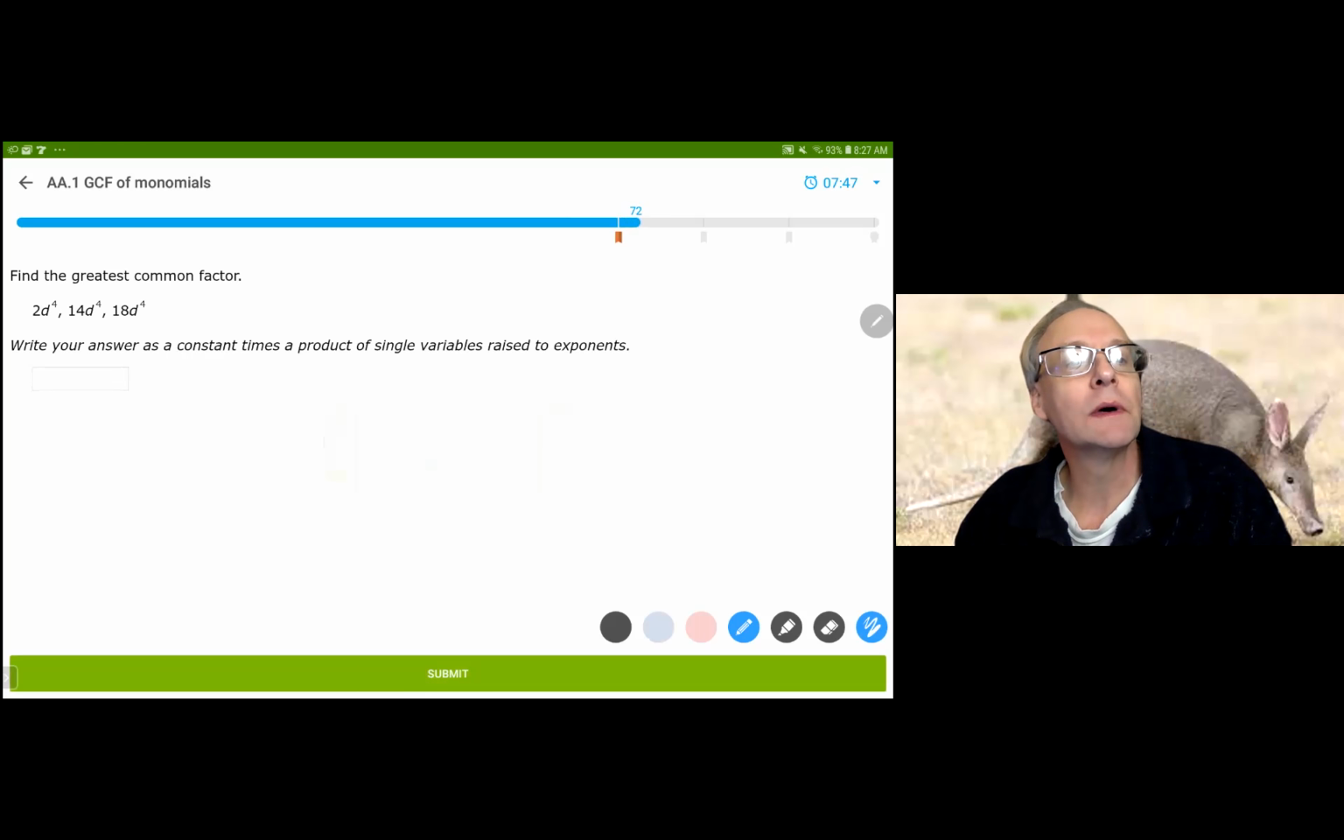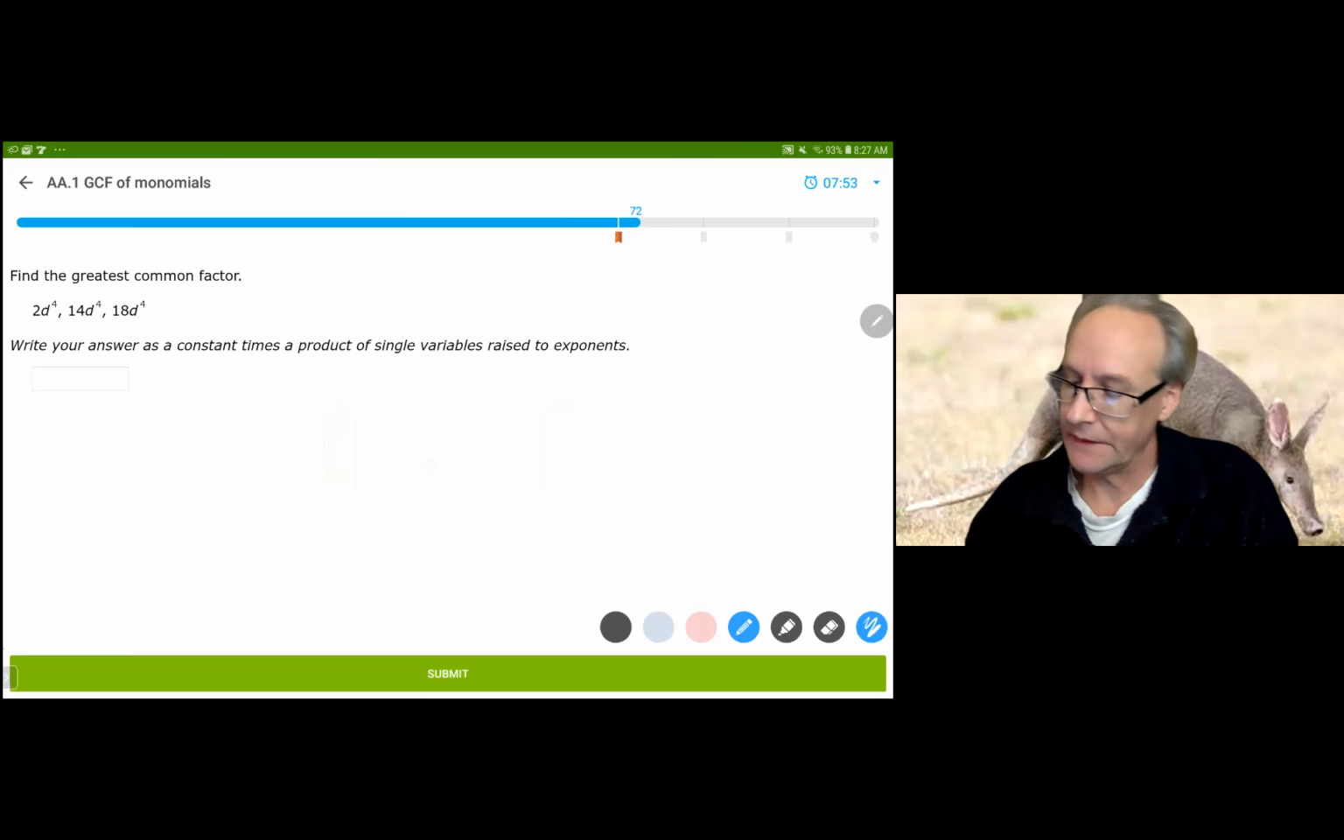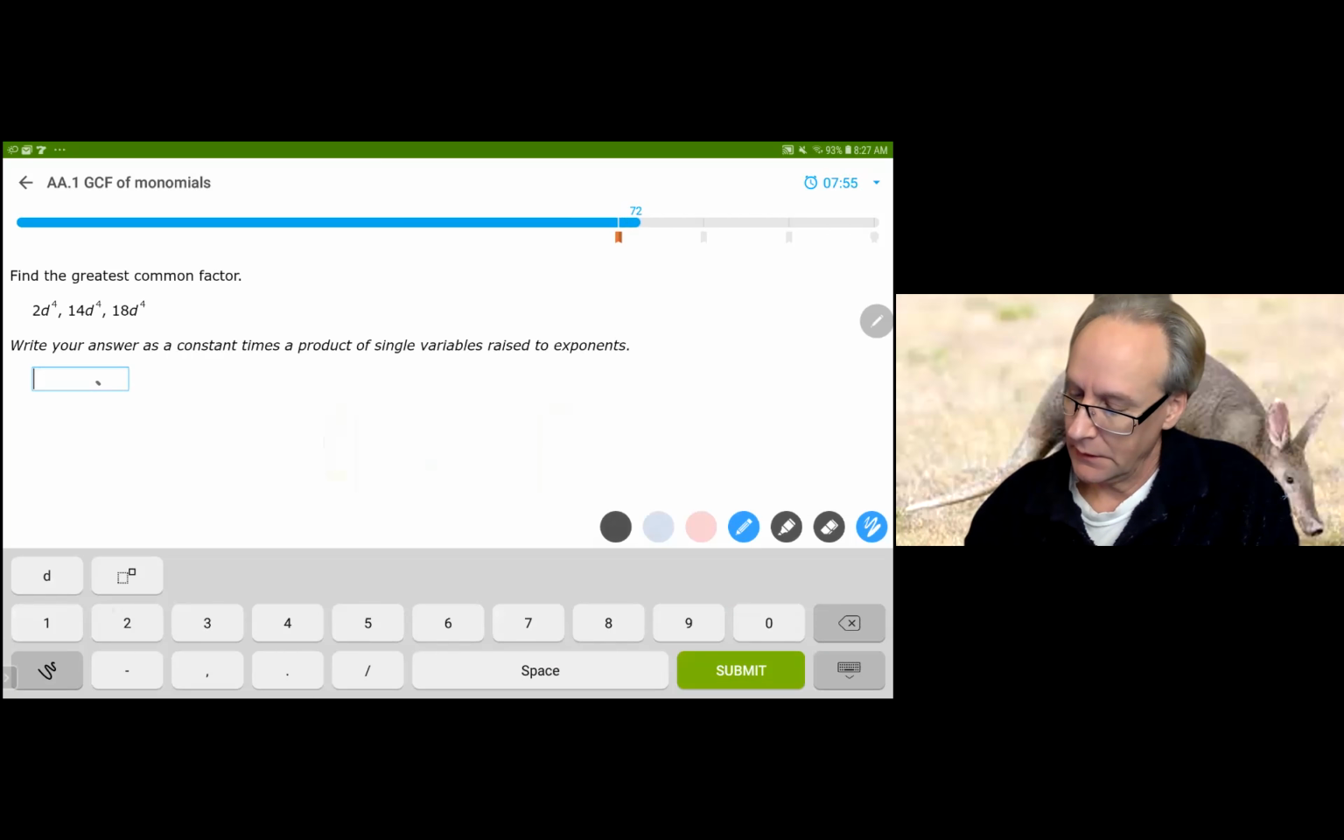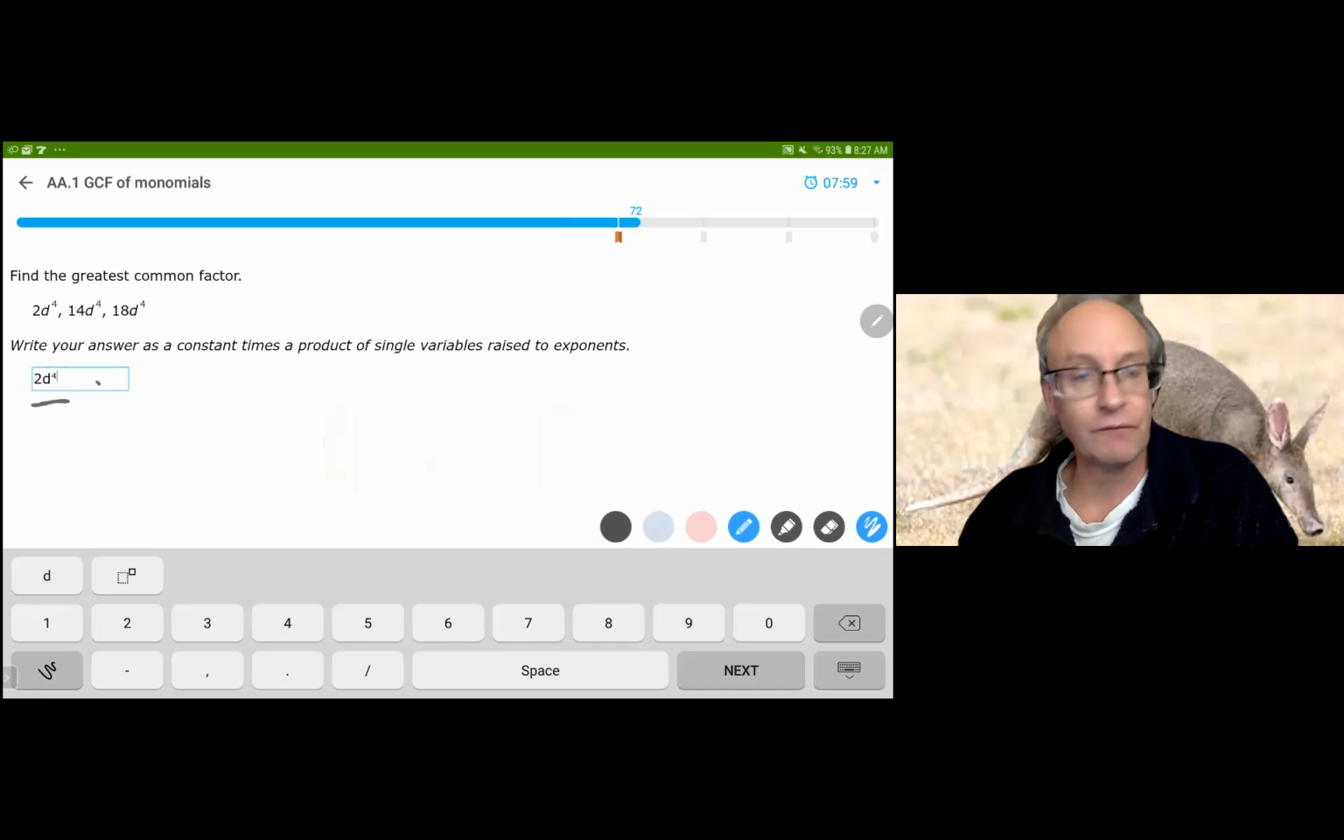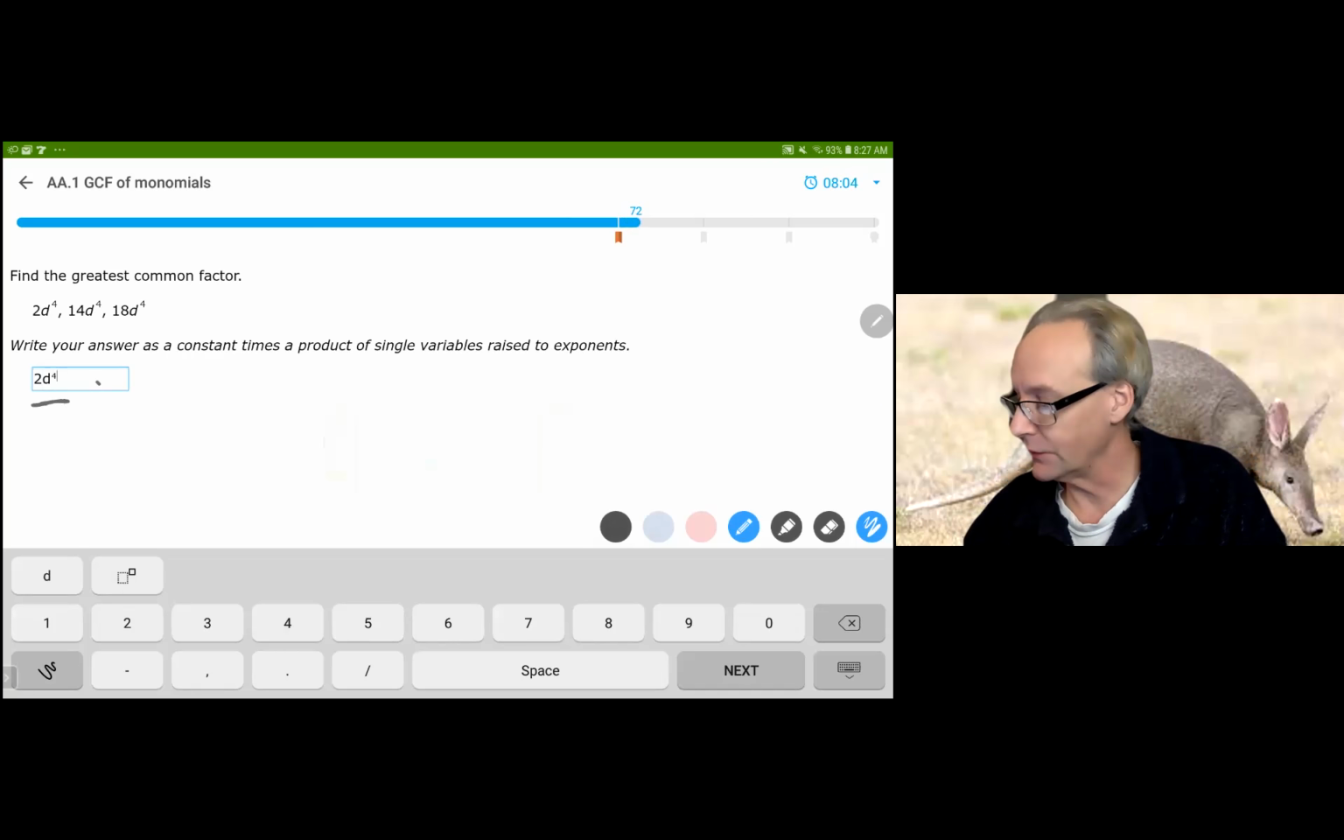Okay, this time we want d to the fourth. There's a d to the fourth in all 3 of those. And there's also a 2 in the first one. That's it. One nice thing is that if you ever notice that one of the terms is a divisor of the other 2, it always works out like that.